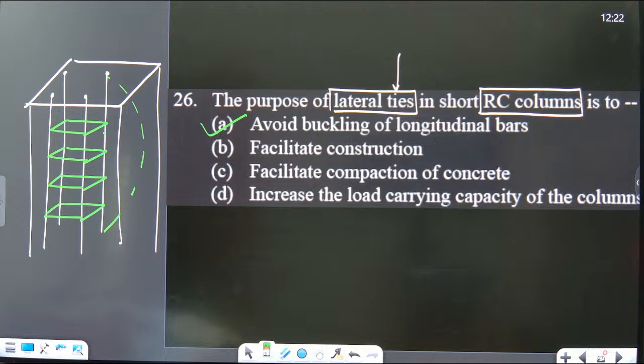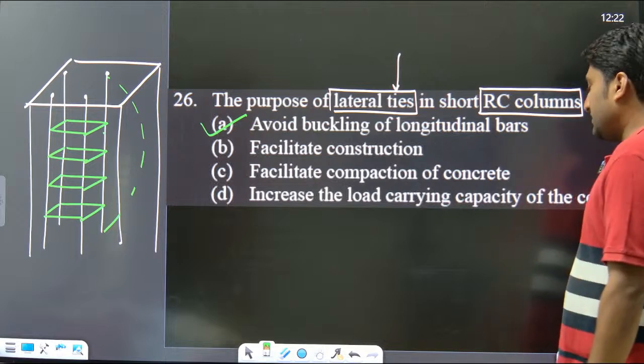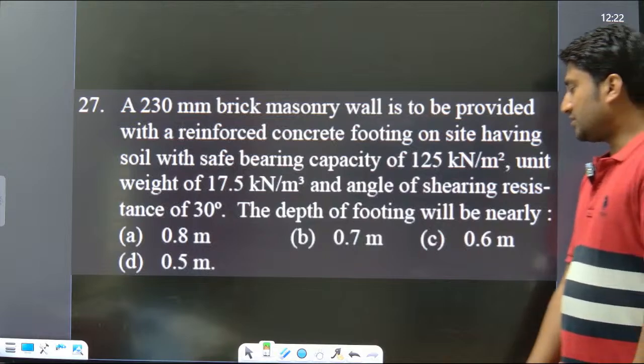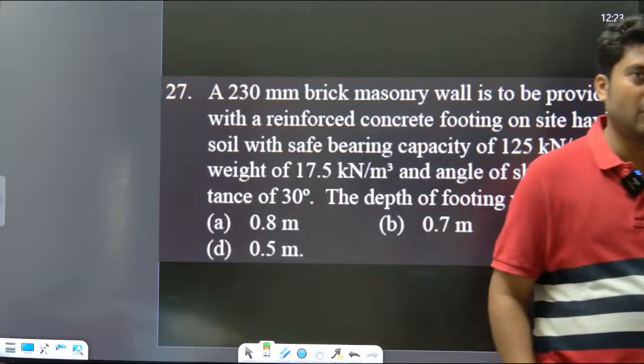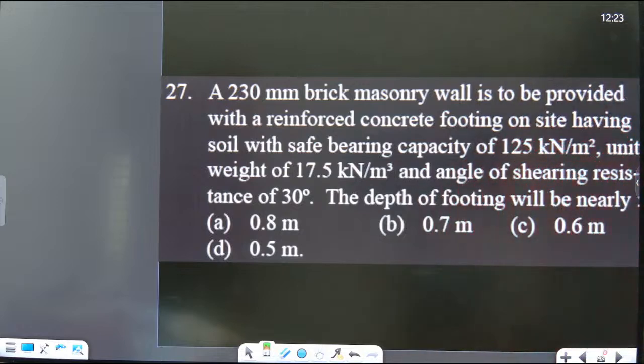Now next question. This is also a good question. You need to apply the formula in order to solve this question. Please apply the formula for question number 27. Okay, you are confused about this. Okay, just a moment.